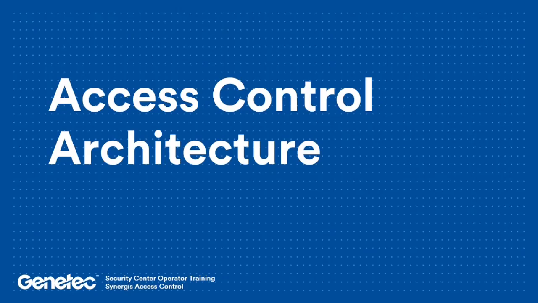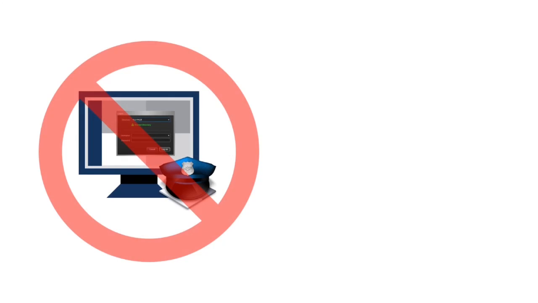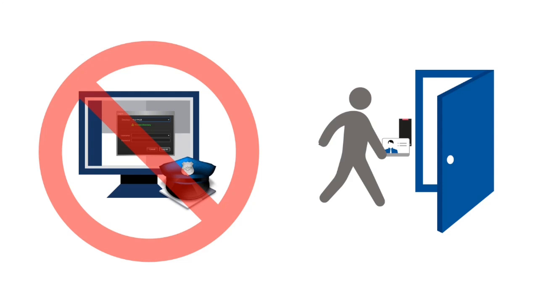We're going to start out by taking a look at how the Security Center system manages access control and the various parts of the system. When we talk about access control, we're not talking about the users of Security Center who can log into the Security Desk. We're referring specifically to who can use doors and other access points to enter the environment or facility.